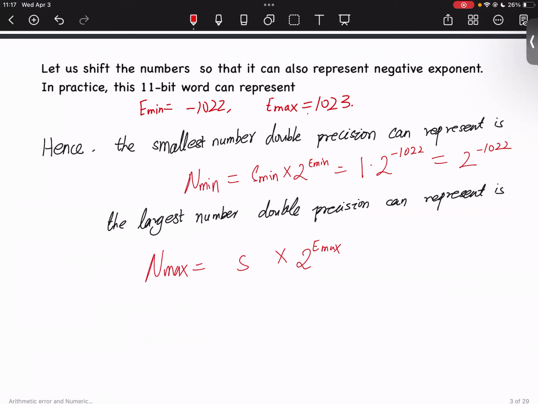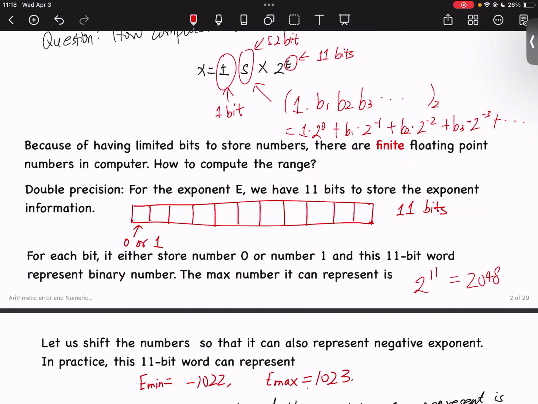So the significand is represented in this way, right? 1.b1 b2 b3, and so on and so forth. There are 52 bits here because this is double precision. How can you take the maximum of the numbers here? Let's take this into account: the 1.b1 b2 b3 in binary format can be translated into base 10 numbers. So if you want to choose the maximum number, what would you choose for the bi?